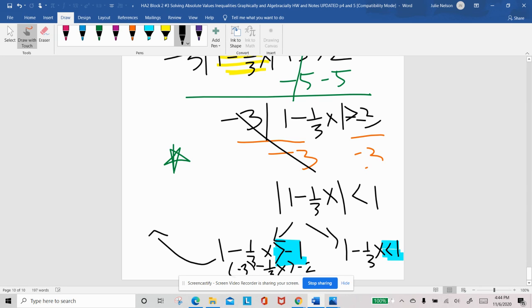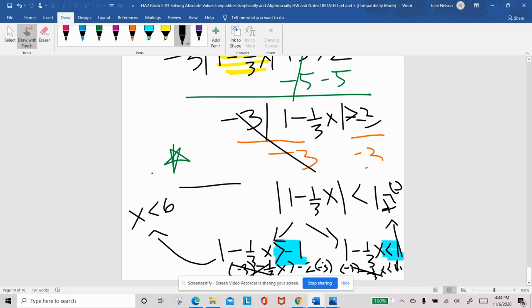And I'm going to multiply by the reciprocal. When I multiply by the reciprocal, remember I'm multiplying by a negative, x is less than 6. And here, when I subtract 1, I get negative 1/3 x is less than 0. And when I multiply by a reciprocal to solve for x, I get x is greater than 0, because again, you have to make sure that when you multiply and divide by a negative, you flip the inequality.